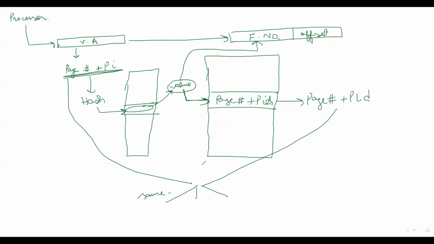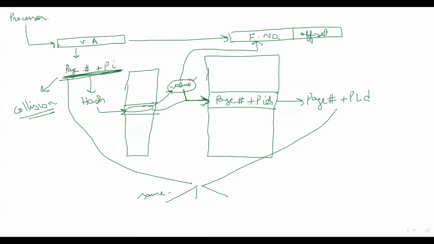Okay. And this can be different because there is a possibility that multiple values have the same hash. So there is a possibility of collision. You may have already studied about collisions in hashes. So multiple page number plus process IDs may have the same hash value, so they will point to the same location.